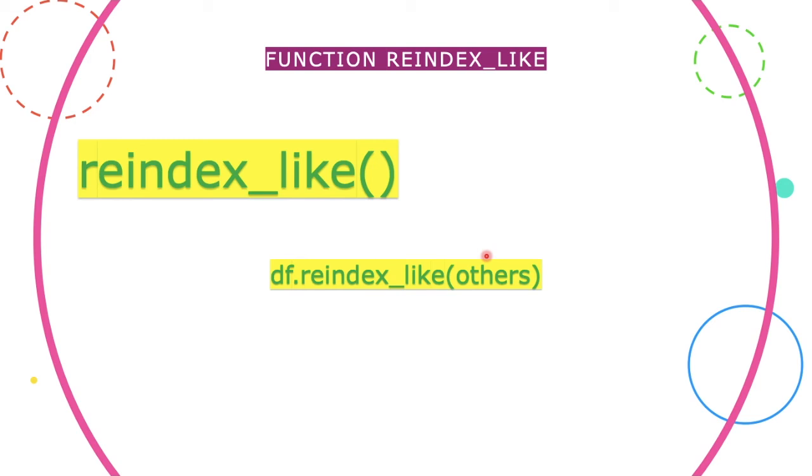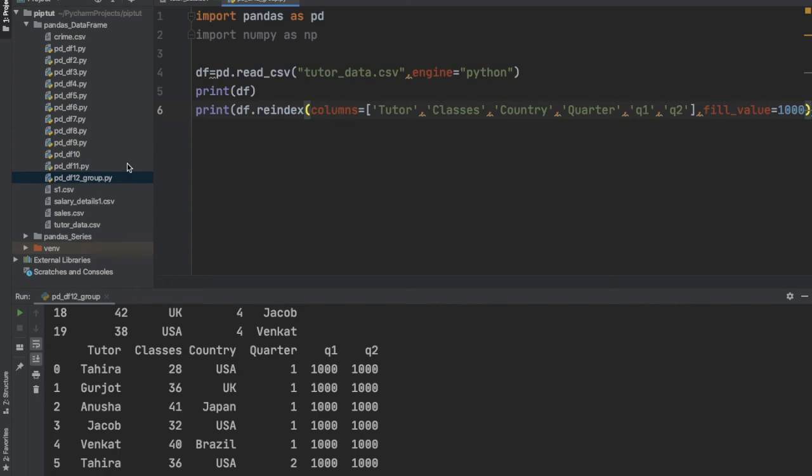I have 2 data frames, df1 and df2. Now let's say I want to reindex the data frame df2 as per the data frame df1. For that we will use the reindex_like function, and in it we will pass that reference data frame. Now let us try to understand this reindex_like function with an example. Let us create a dummy data frame. This is our dummy data frame, that is df2. Let us print this data frame.